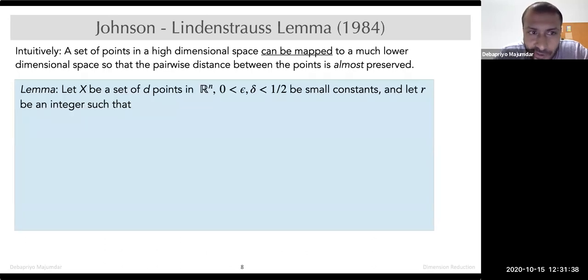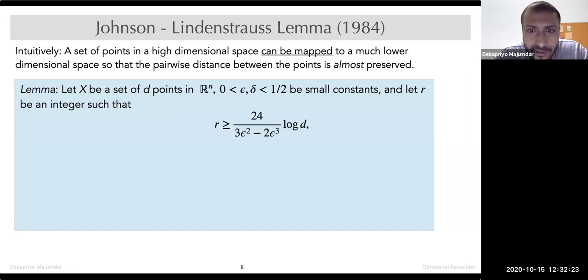So the lemma is like the following. Let X be a set of D points, so D is my number of points, in R^n. So n dimensions, and this n is supposed to be large, and that is the only case where it's going to be interesting. So let X be a set of D points in R^n. And then let there be two constants. One of them is a very small constant epsilon. Another is also a small constant delta, but the condition is just that it has to be less than half. And what would be our lower dimension? We are sitting in R^n. Our lower dimension will be small r.